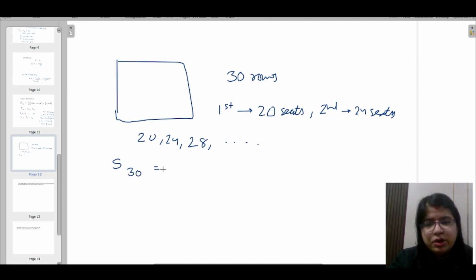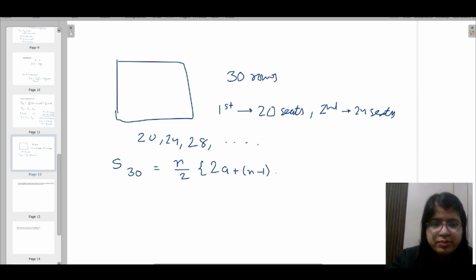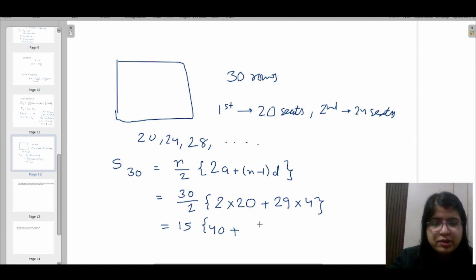So we will have S30 is equal to n by 2 into 2A plus n minus 1 into D, right? Here we have 30 rows, so we will do 30 upon 2. 2A, A is how much here? In the first row we have 20, so A is 20. So 2 into 20 plus 30 minus 1, which is 29, into D, which is 4 here. Now you can easily calculate. Here we will have 15 and then 40 plus 116. So when you multiply 15 with 156, you will get the answer.